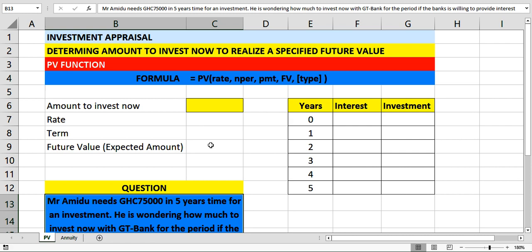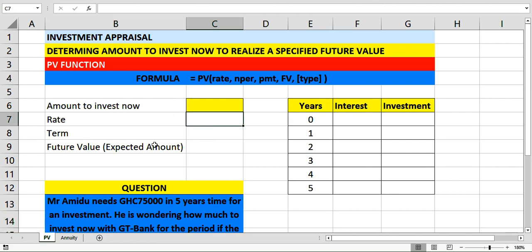Okay, so now let's just input the values here. The rate is set to be 10%. The term is 5 years, and how much are we expecting to make in 5 years time? 75,000. So let's put it here. So this is it. Now we are going to put a formula in this cell, C6, that will help us know how much we should invest right now, so that if we invest the money now, leave it to the bank for 5 years, we will be able to make 75,000 including our interest.